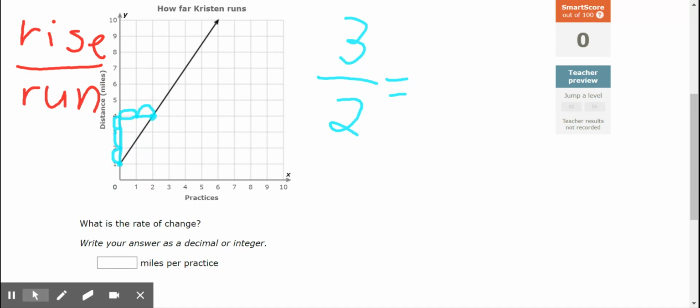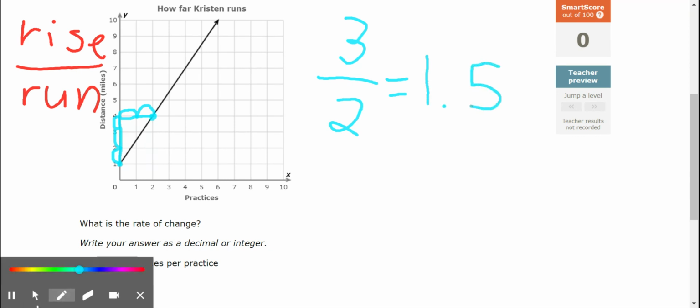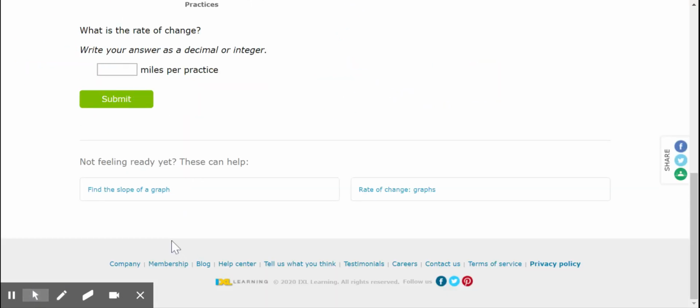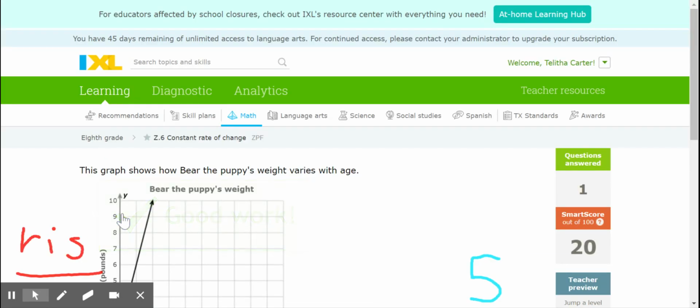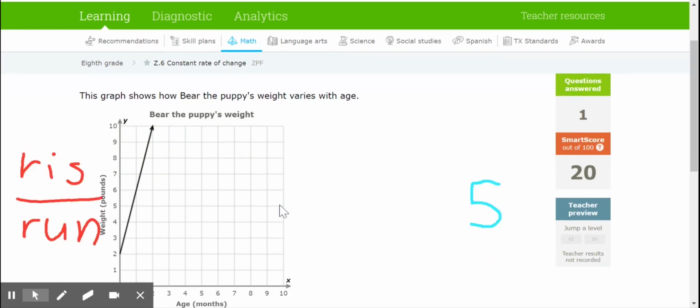And they said they want it as a decimal or an integer. This is a fraction. It is not a decimal or an integer, which means I'm going to have to divide 3 divided by 2 in order to figure out what the decimal is. So if I do 3 divided by 2, that's going to give me 1 and 5/10. So right here, where they want me to put my answer, I'm going to put 1 and 5/10 and submit. All right, looks like we got it right.